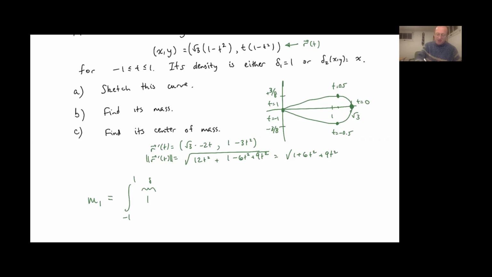Sorry about that. When we have 1 minus 3t squared and we square that, we'll actually get 9t to the fourth. Sorry about that.